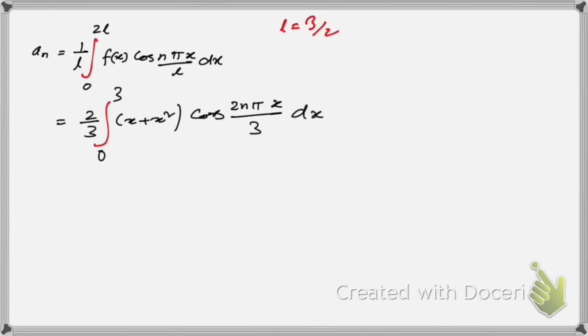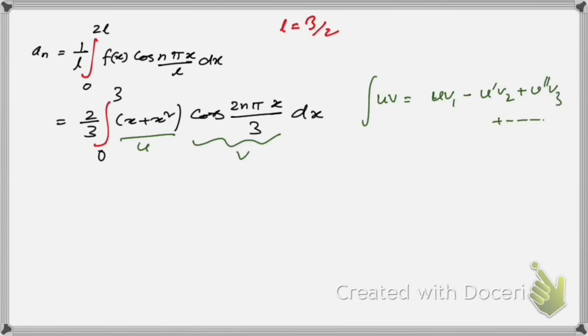Now integrating by parts, that means if you take this one as u and this one as v, then the integration of u into v is equal to u v1 minus u dash v2, then plus u double dash v3, and plus so on. I have already explained in previous lectures how to use this rule.